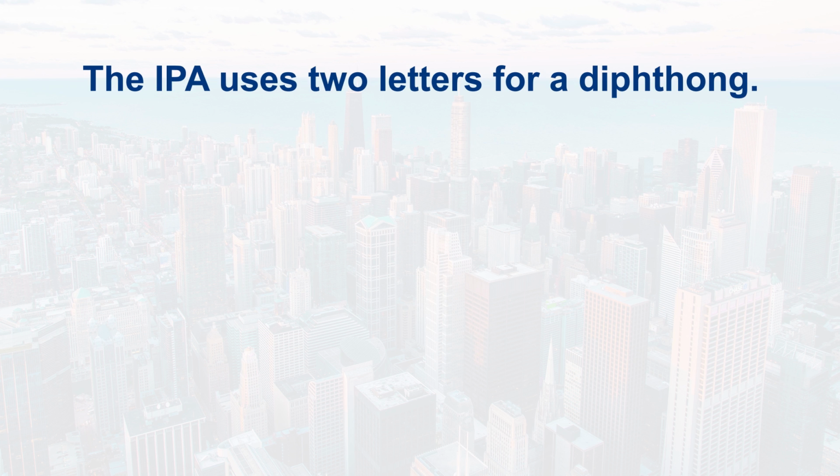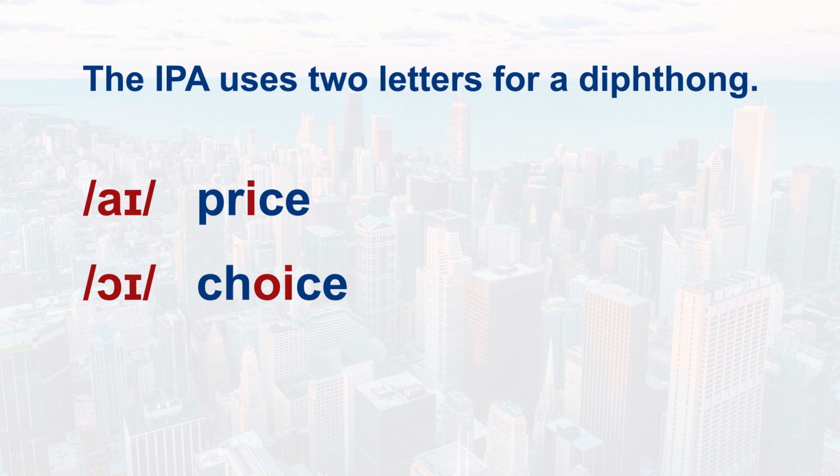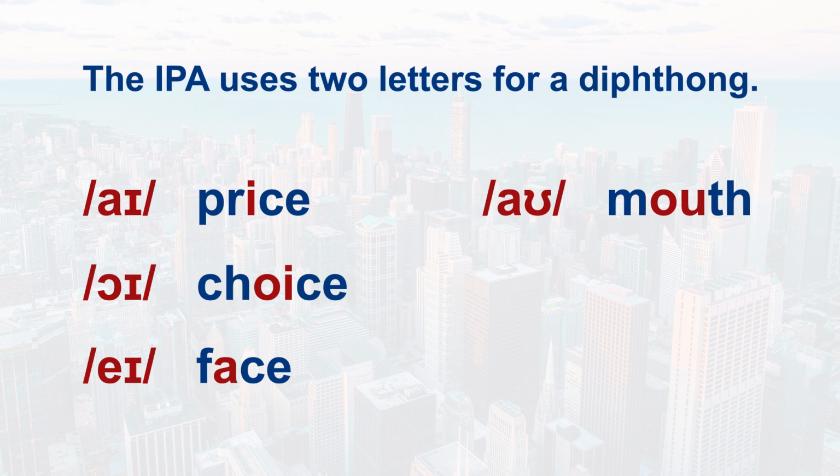The IPA uses two letters to denote a diphthong. Ai, as in price. Oi, as in choice. Ei, as in face. Au, as in mouth. Ou, as in goat.